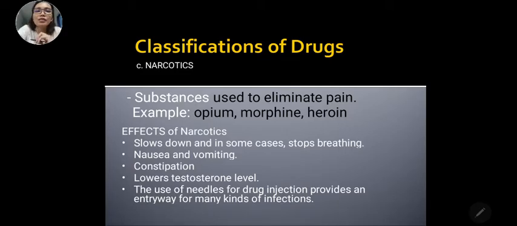The use of needles for drug injection provides an entryway for many kinds of infection. Sometimes it can also affect the veins in our body and may also cause AIDS or HIV infection.